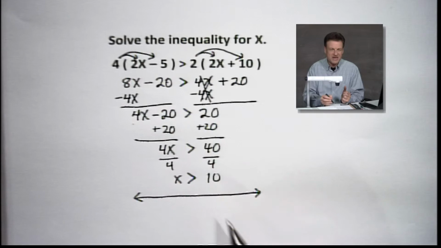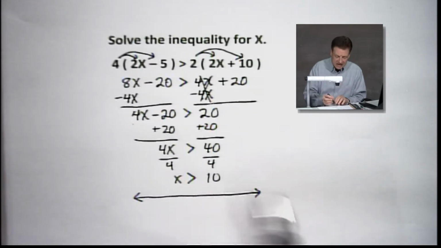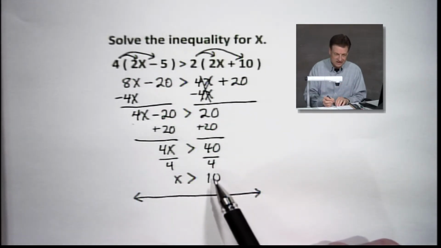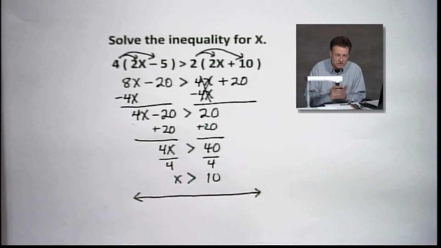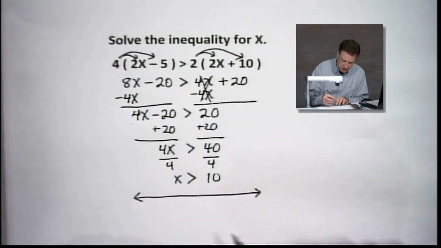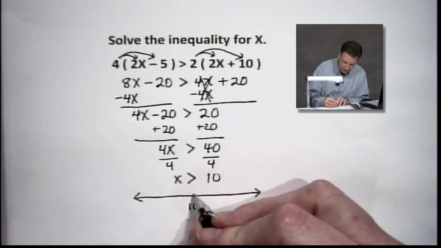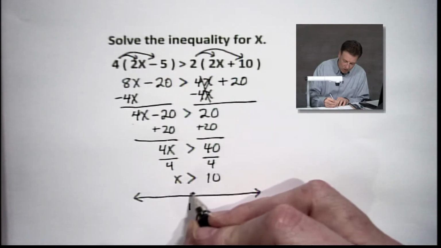Sometimes we look at that and say, oh, the answer is 10. But it isn't. It's any number that is greater than 10. And it's not even 10. It's not equal to 10 at all, right? So here's what we do. We pick the number 10 right here. We put a nice open circle.